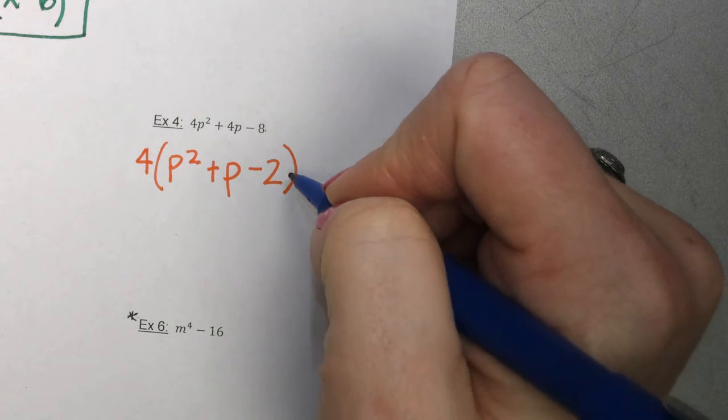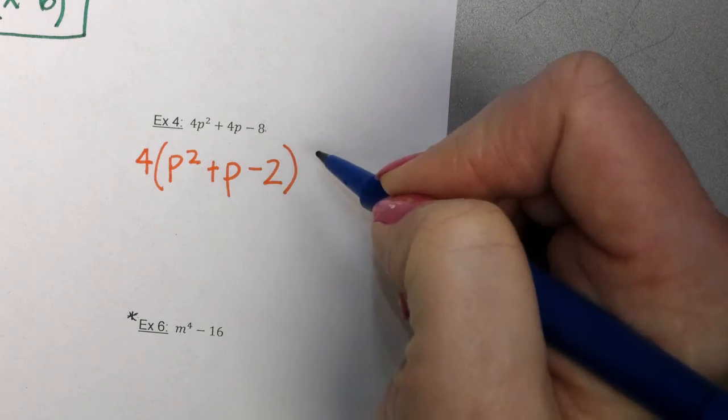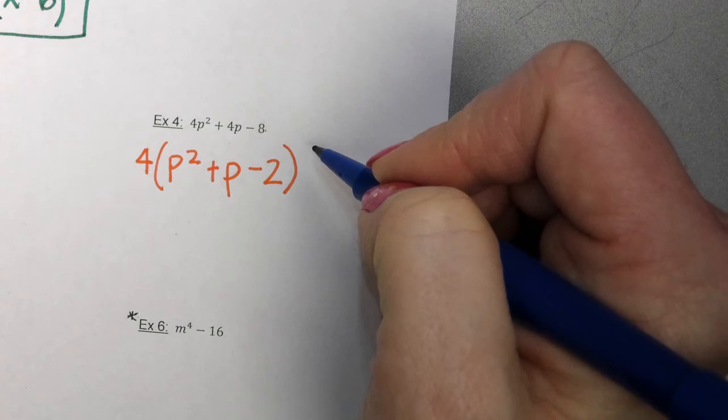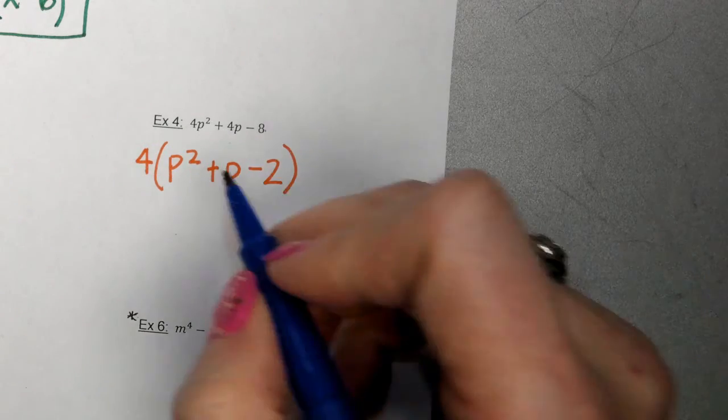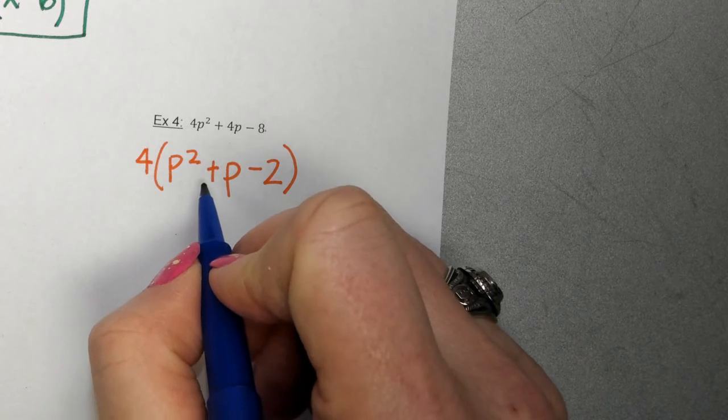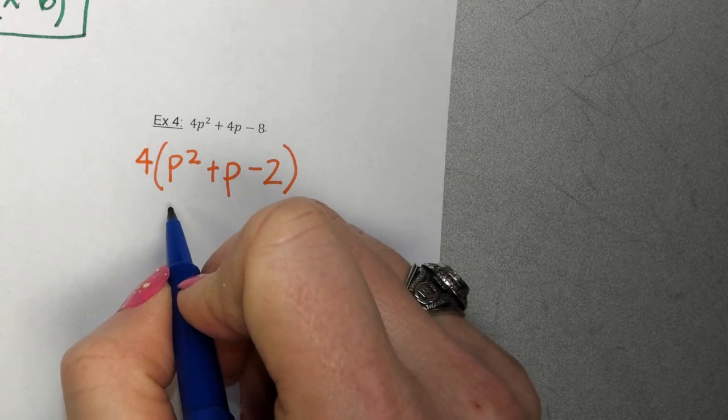It's not a difference of squares, because nothing times itself is 2. 2 times 2 is 4, 1 times 1 is 1, so 2 is not a square. So it is just a regular trinomial.